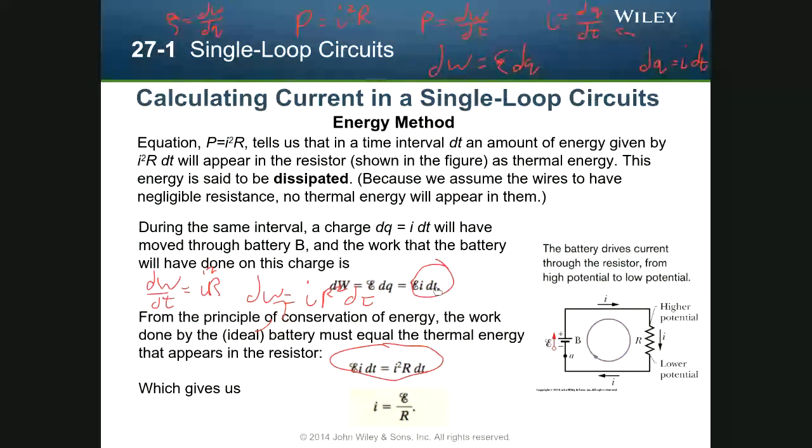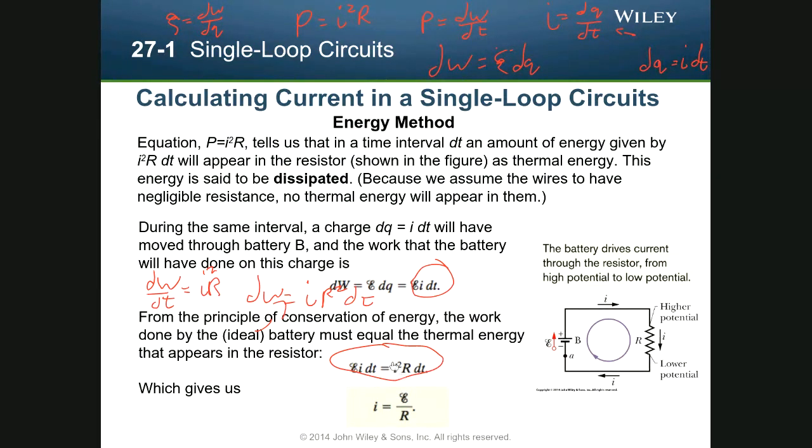And we also have that the power dissipated, the work done, is equal to I R squared, that's the thermal dissipation, times dt. And then we set those two things equal to each other. And they're equal to each other because energy is conserved, right? The work done on the charges has to lead to the dissipation of thermal energy. There's no other source of energy, and that's it.